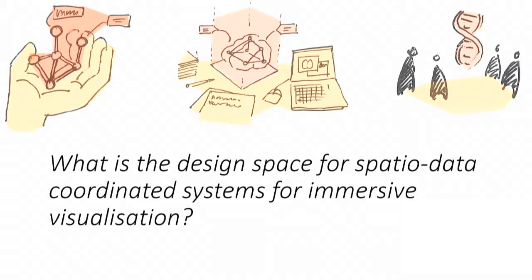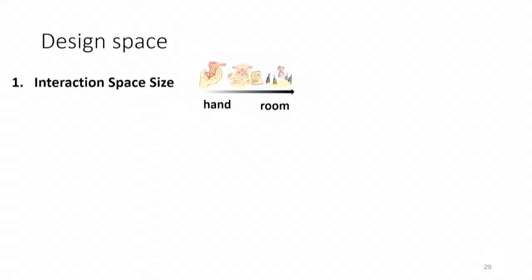We stopped building devices at some point, and we started reflecting on the design space, and we really asked ourselves, what's the design space of interacting with these immersive visualizations? So we came up with a 7-dimensional design space. The first dimension was the size of the interaction space.